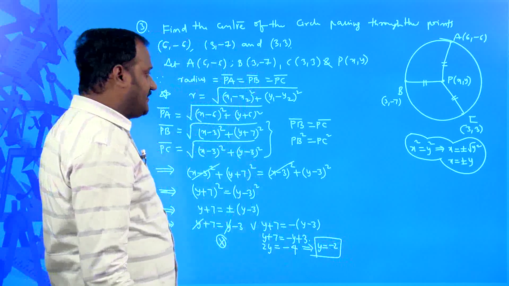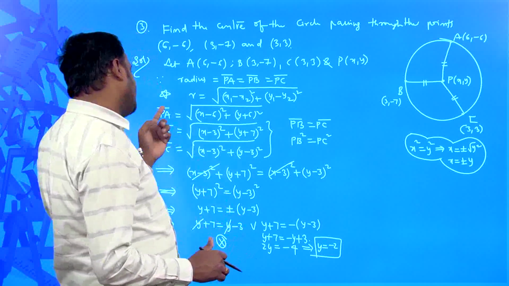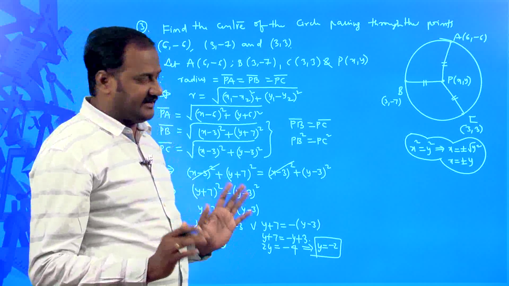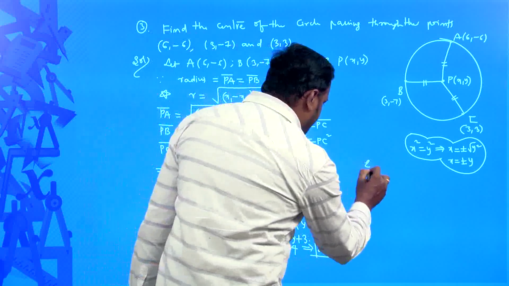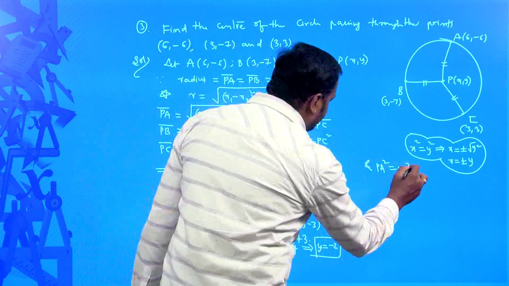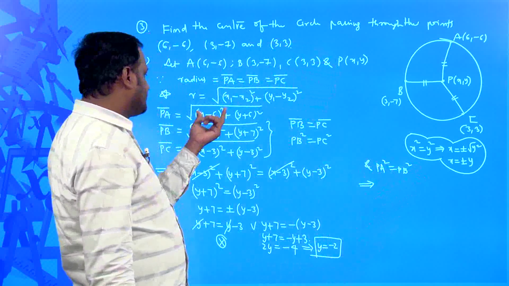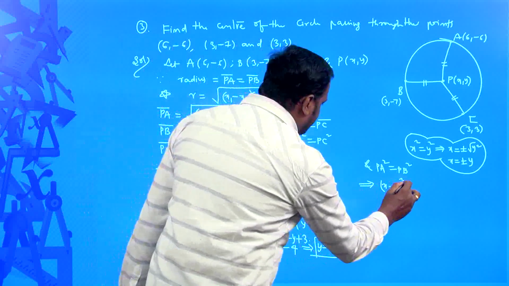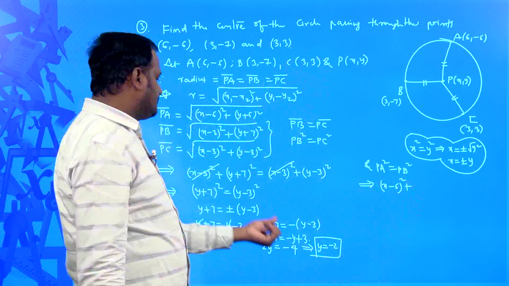And now after getting the value of y, you are left with PA is equal to PB or PA is equal to PC. You can equate any two things, absolutely fine. So I am going to equate PA and PB, and PA square is equal to PB square. So when PA square is equal to PB square, here PA square is going to be (x minus 6) whole square plus (y plus 6) whole square, but y is going to be minus 2.